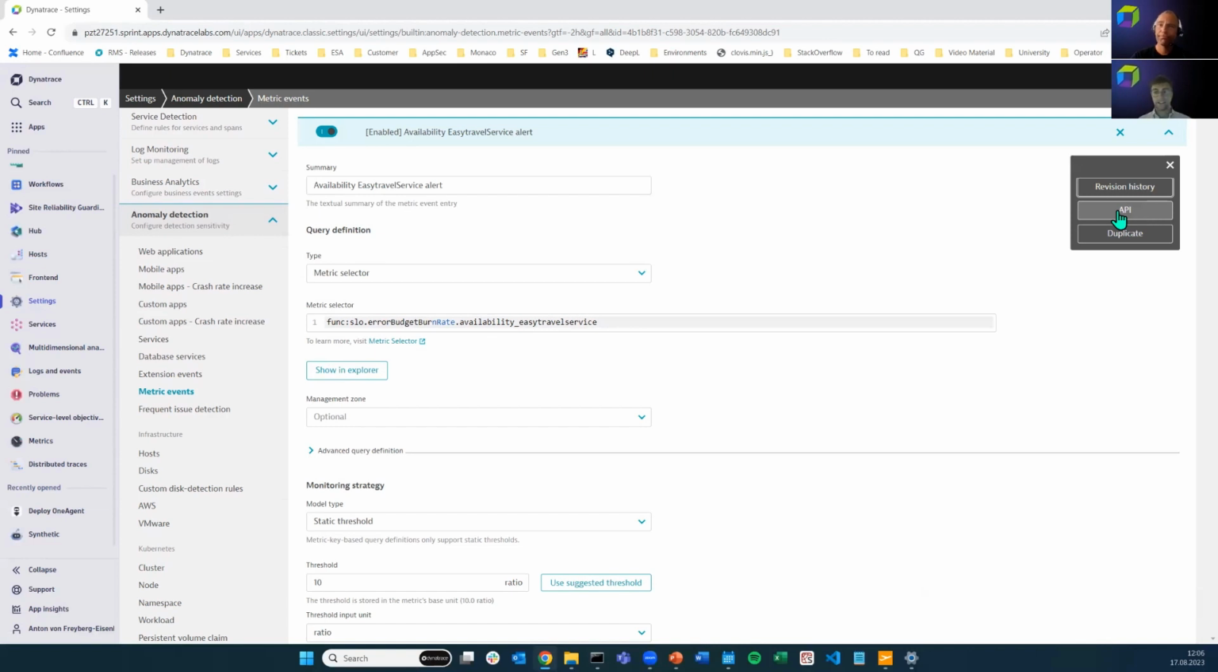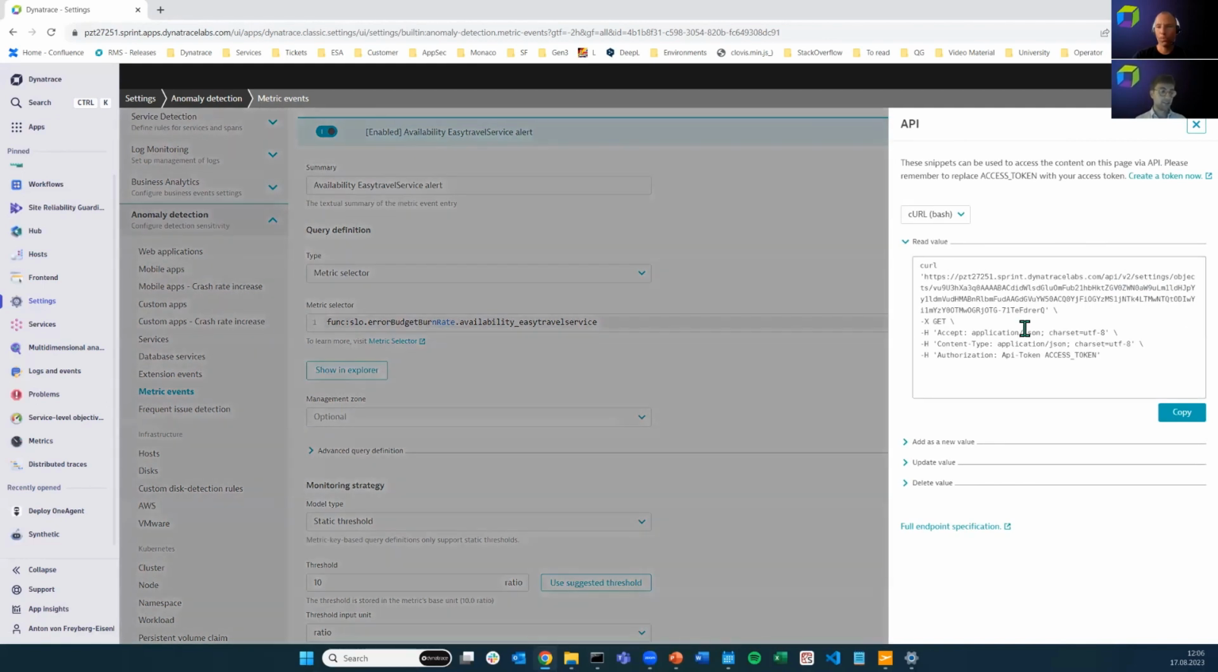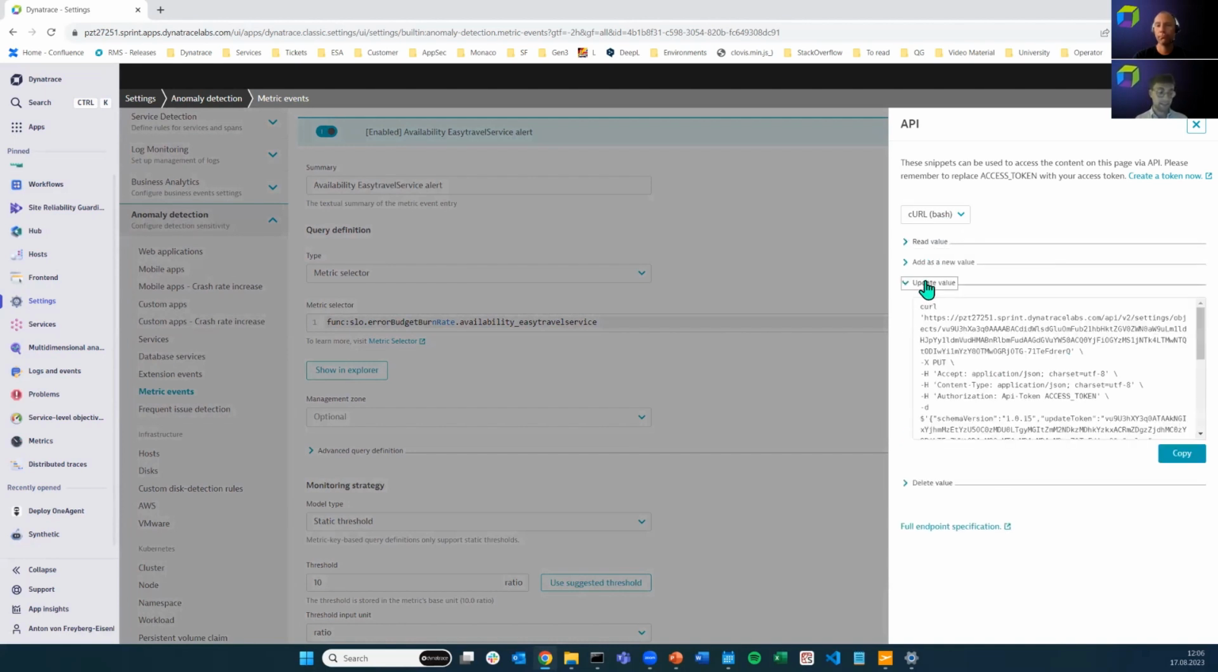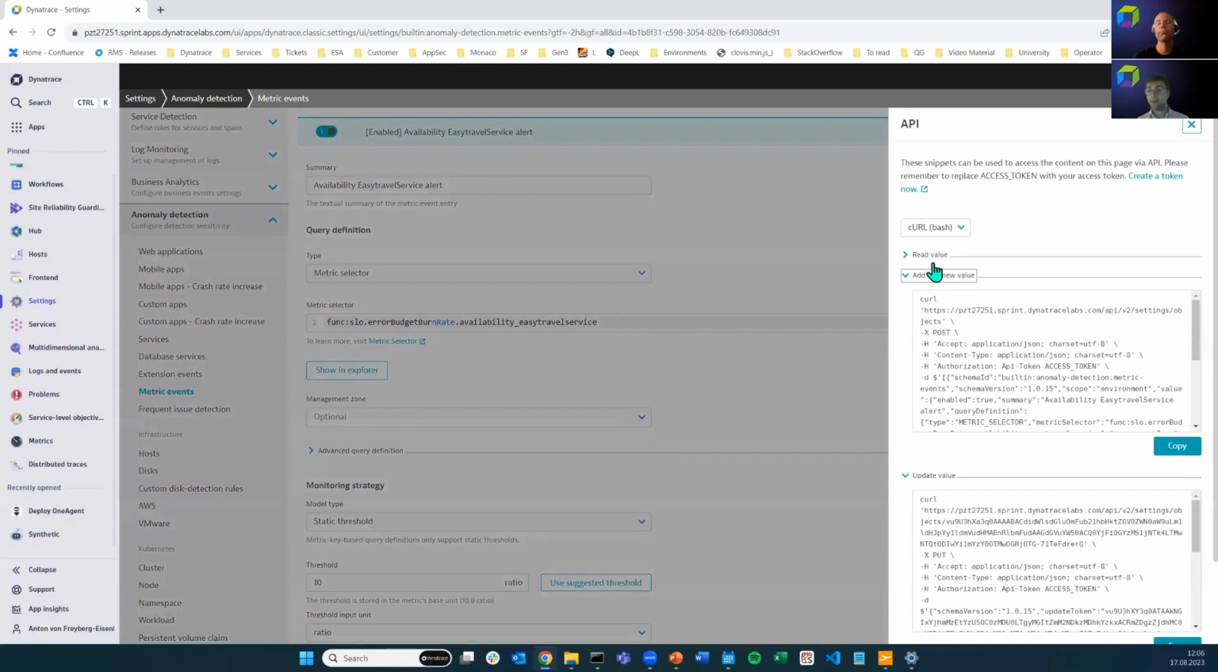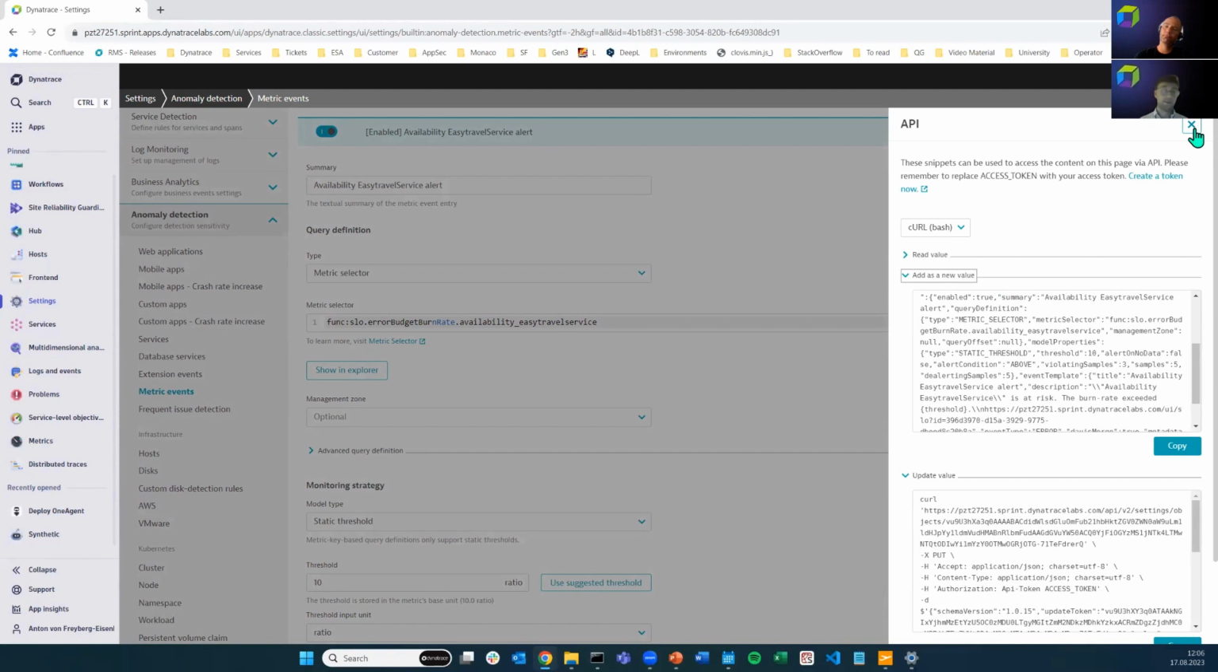Absolutely. So the Terraform provider has the SLOs, Monaco has the SLOs. And if you're just interested in looking at it, you can also open the API interface in Dynatrace that tells you if you just want to read it, or if you want to update this value or edit a copy of it as a new value, you already have the JSON files in there. So that's really, really powerful.